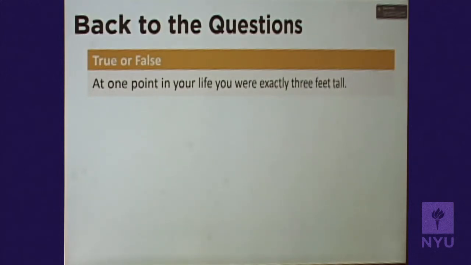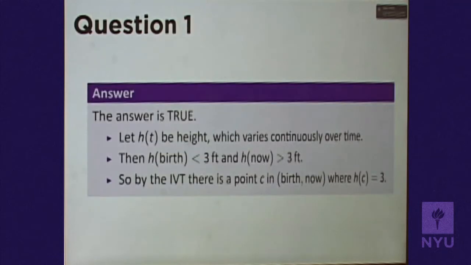Well, where is the function in this sentence? The function that we're considering here is your height. Your height is a function of basically your age, or a function of time. So to assert that at one point in your life you were exactly 3 feet tall is the same thing as saying that your height function took the value 3, measured in feet, at some time point t. Okay, and this turns out to be true.